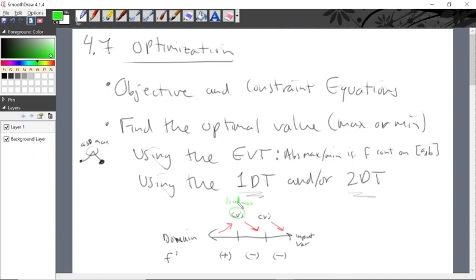So we use the first derivative test to investigate increasing and decreasing, to determine where we might have a local max or local min. And this point right here is neither a max nor a min.